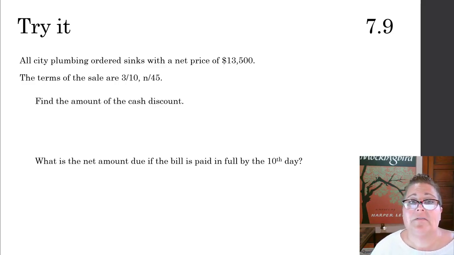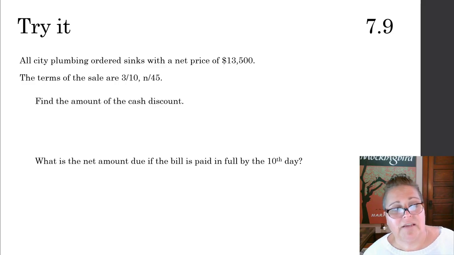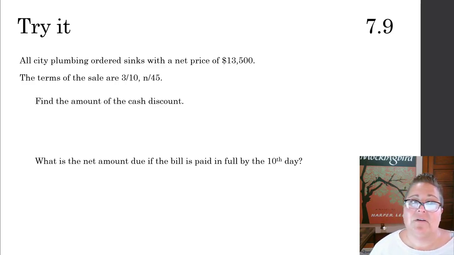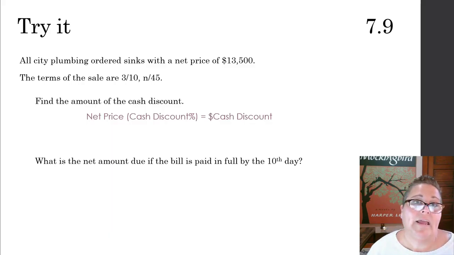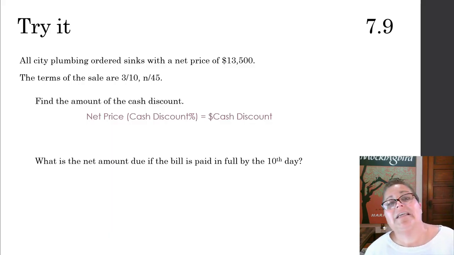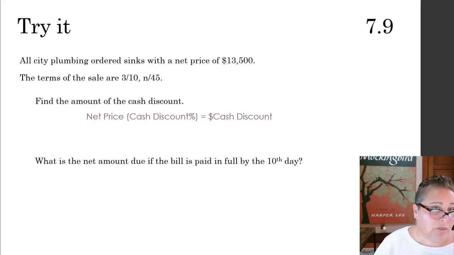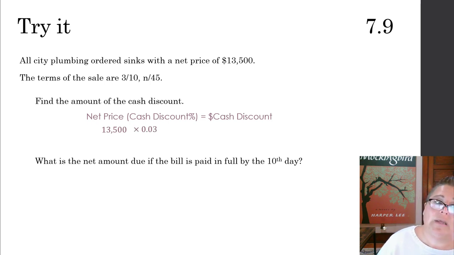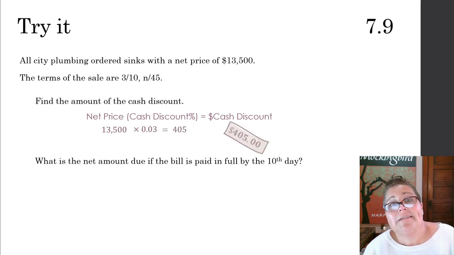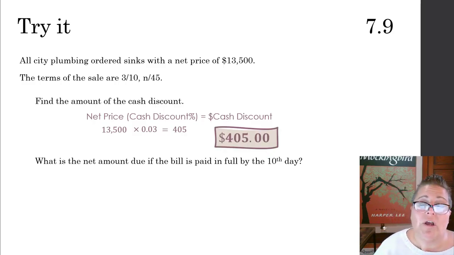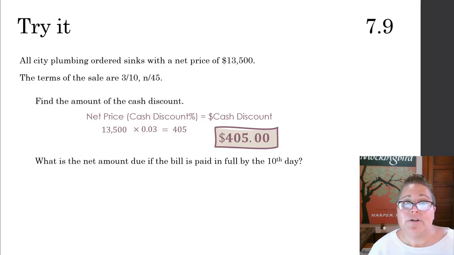So let's look at our terms of sale. Terms of sale are 3/10, N/45. What does that mean? That's a 3% discount if you're able to pay in the first 10 days, but the net amount is due in 45 days. So to find the amount of the cash discount, we are going to take the net price, the $13,500, and multiply it by the discount rate in order to get the amount of the cash discount, the dollar amount. So that's going to be $13,500 times 0.03, which is $405. This is our cash discount amount. We're saving $405 if we can pay in the first 10 days.